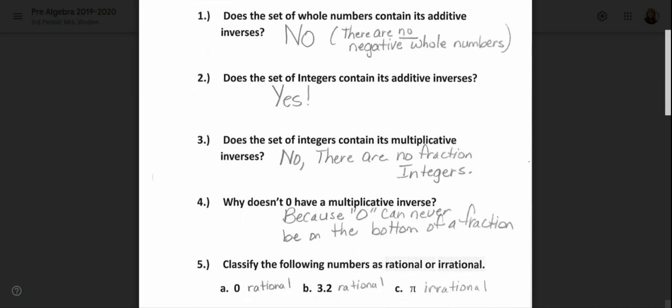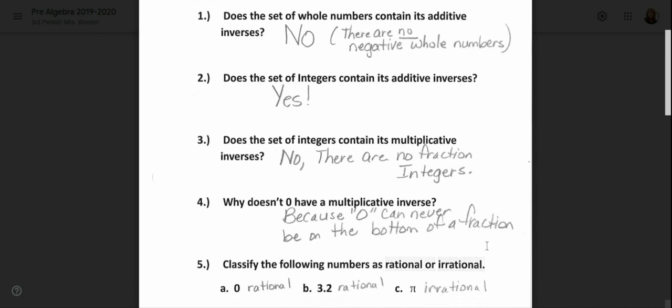Number 4, why doesn't 0 have a multiplicative inverse? I bet you can remember that about little Susie, because we cannot have 0 in the bottom of a fraction. If we have 0/1 and we try to flip it over to its reciprocal, that would make it be 1/0, and we cannot divide by 0 or have it in the bottom of a fraction.